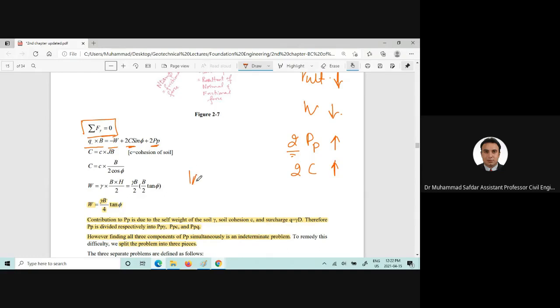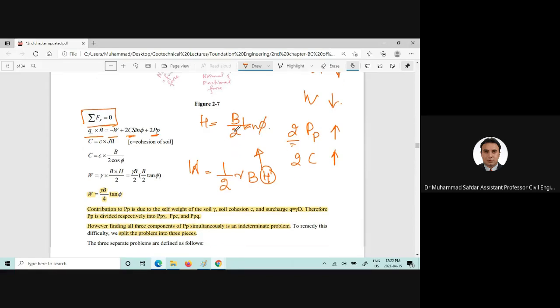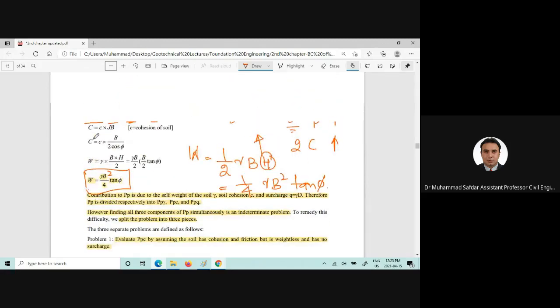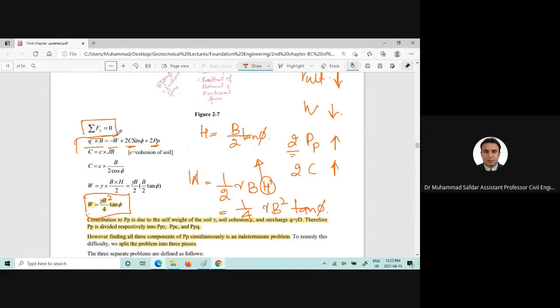Now if you want to find out the weight of the wedge, gamma into B and into H. Now that H will be equal to B by 2 tangent phi. So we can write the weight of the wedge here. You can make the correction, tangent phi, and we can also name this equation as equation A.